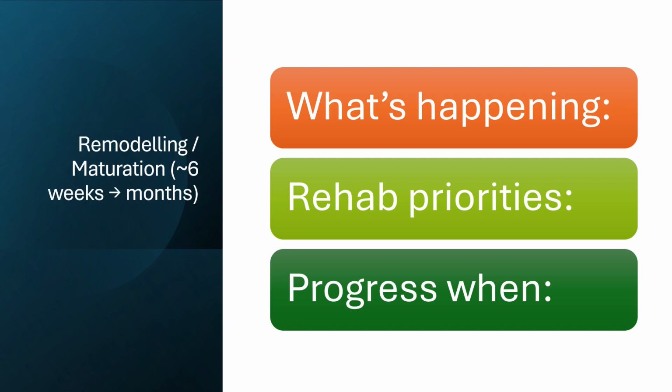The next stage is remodeling, and this can take from 6 weeks up to many months. What is happening at this stage? We've got collagen that is being realigned, we're increasing the cross-linking, we're improving tensile capacity, and there are also neurofunctional changes that are still continuing within that tissue.